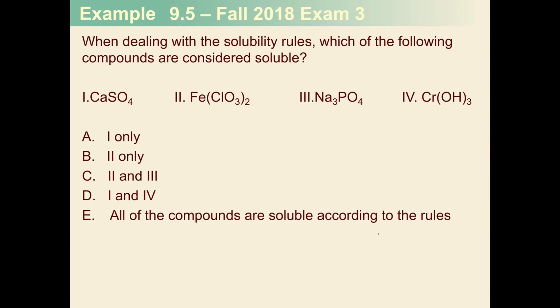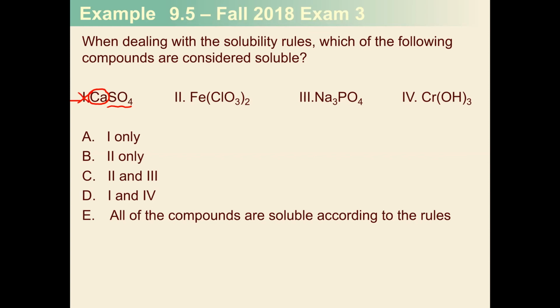So now let's take a look at this example. When dealing with the solubility rules, which of the following compounds are considered soluble? This is a question from the fall of 2018 exam. So let's look at our first example, and you will see that I have calcium sulfate. So as you saw before, sulfates are historically soluble, but calcium is one of those alkaline earth metal exceptions. Remember, for sulfates, it is silver, mercury, lead, calcium, strontium, and barium. This makes number 1 insoluble.